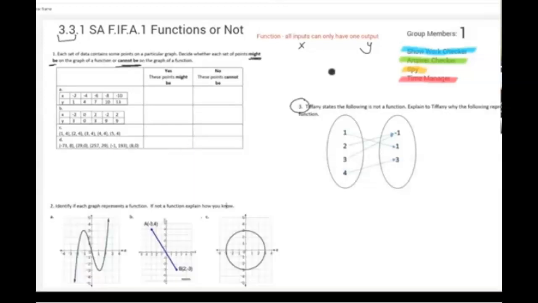Okay, so do we want to let's talk about that one? Okay. Yeah. I already know if it's a function or not. Okay. Is it a function, number 3? No. How come? Because, wait.